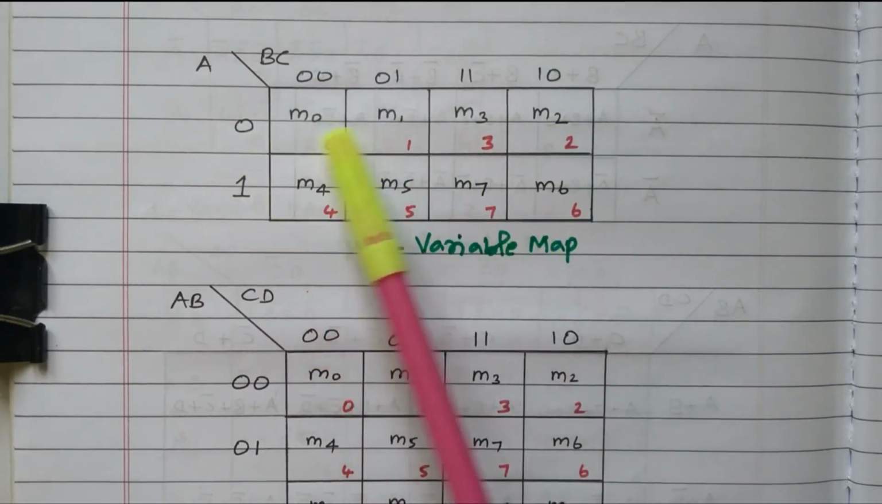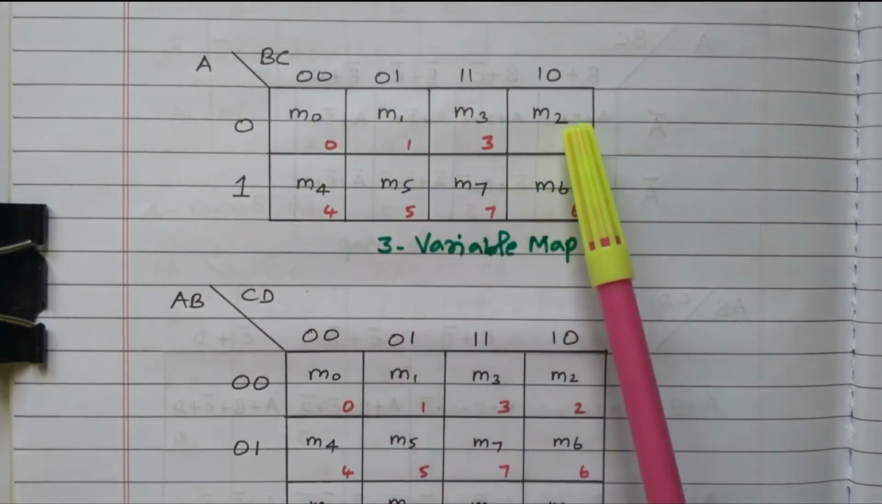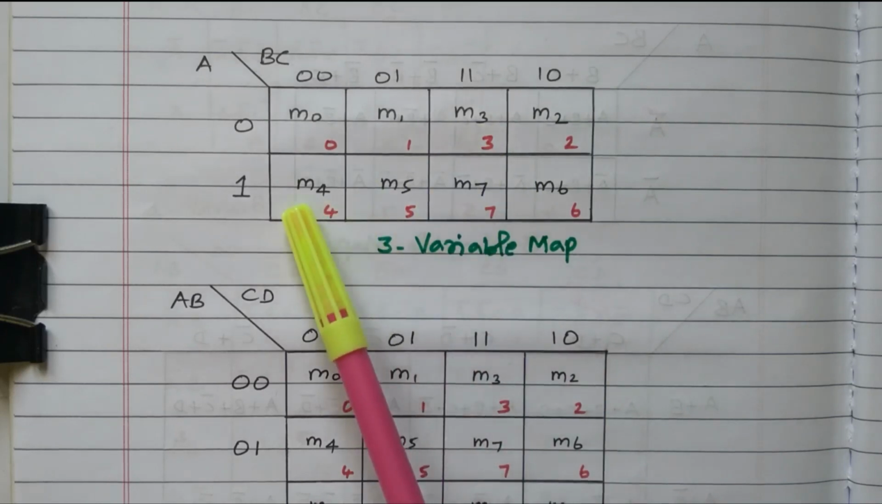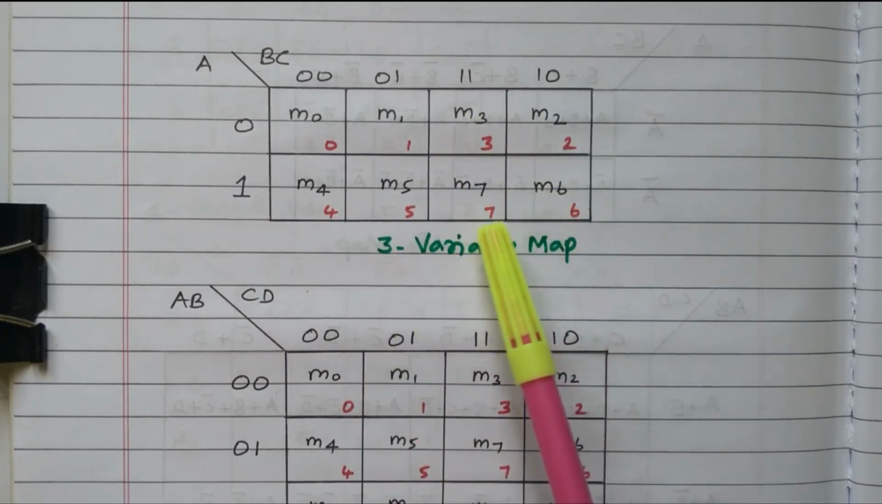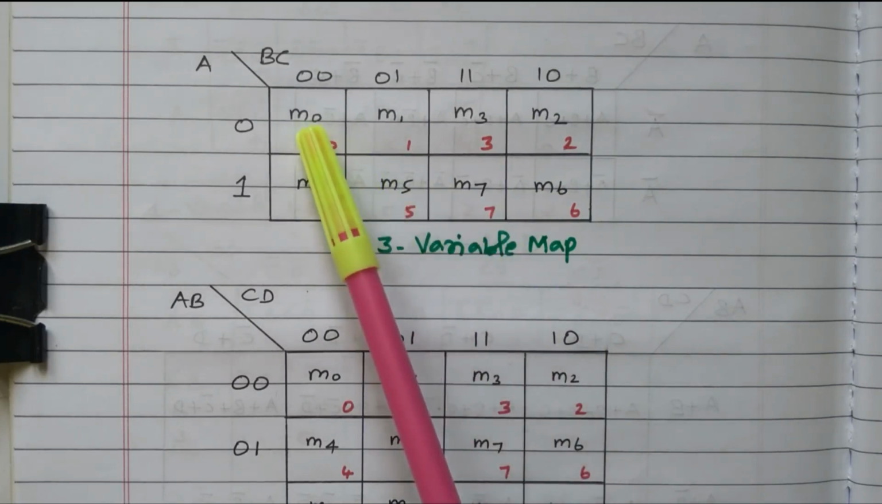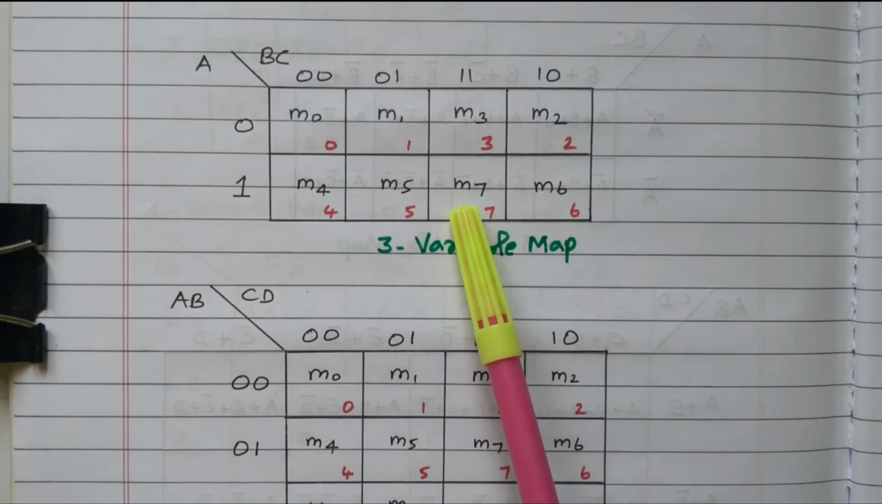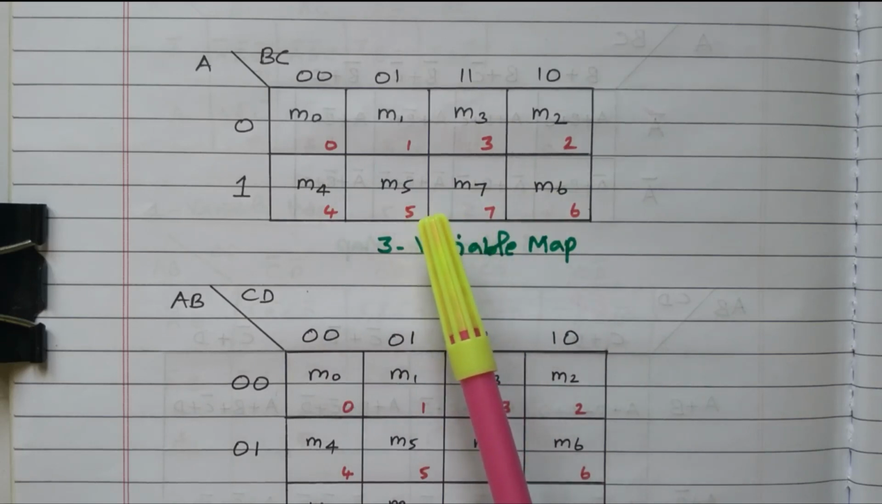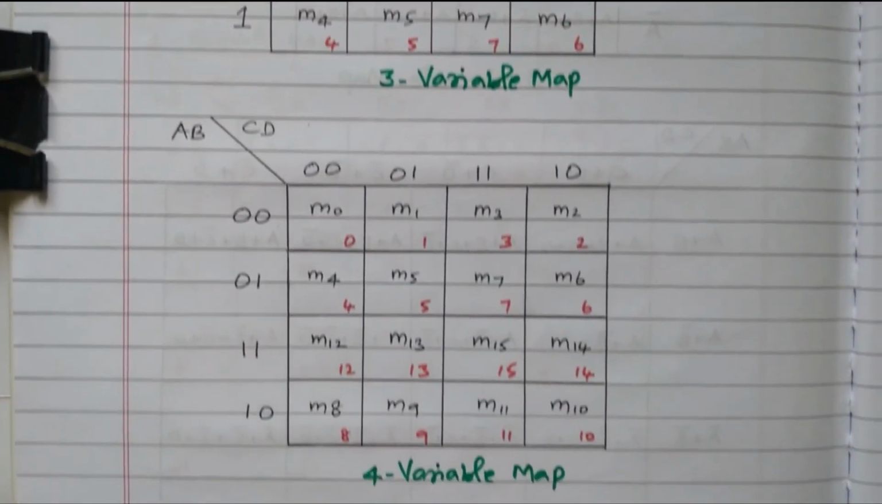So that can be easily represented by the min term M0, M1, M2, M3, M4, M5, M6, M7. There is an interchange between the third and fourth column. So if the problem is given in min terms, we can directly mark it using these min terms. I will go to the four variable map.